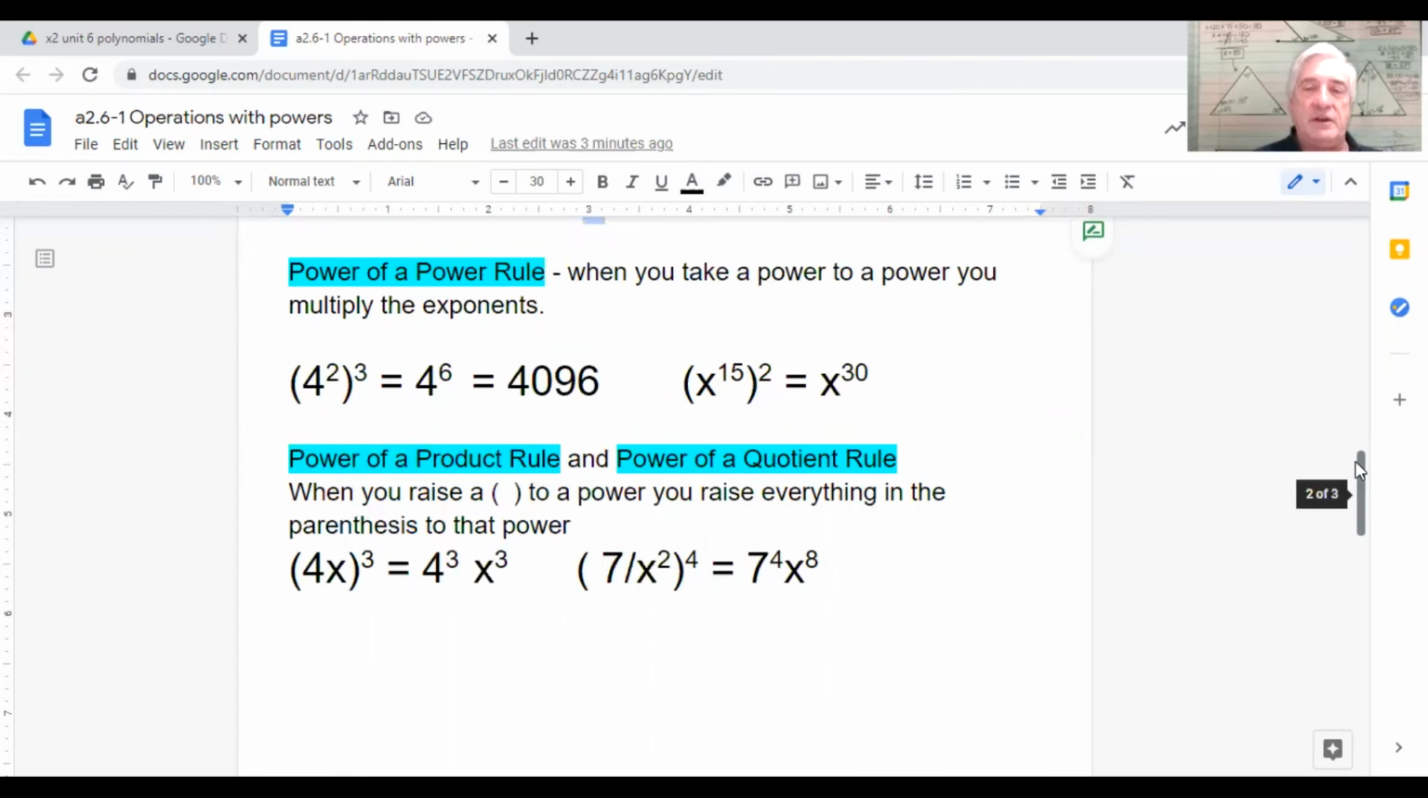x to the 15th power squared is really x to the 15th times x to the 15th. When you add those exponents, you still get 30. So here we're going to multiply and still get 30.